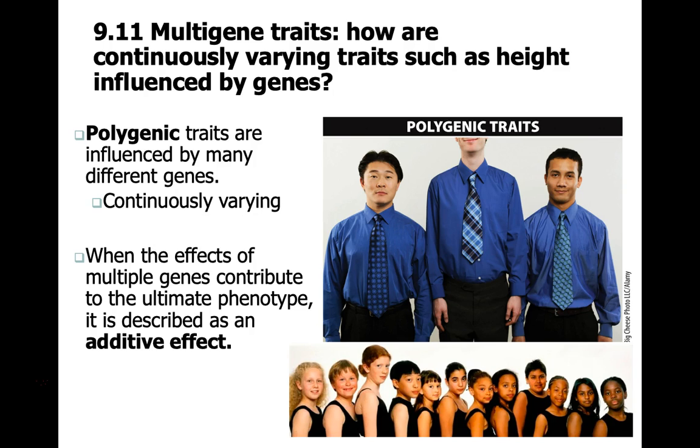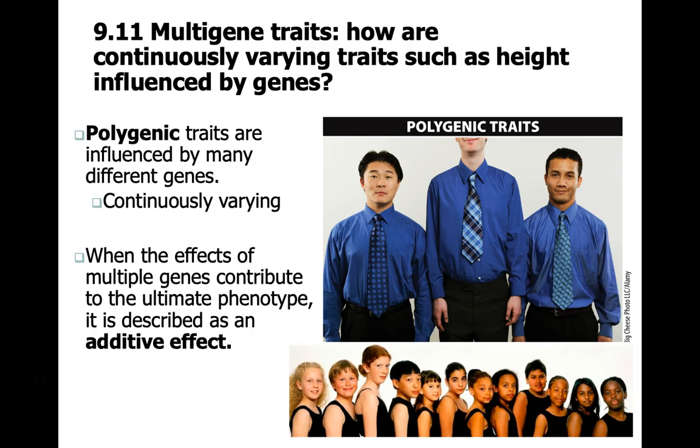Polygenic inheritance results from polygenic traits, which are those phenotypes that are influenced by the input from many different genes. Now, this is often 3, 4, 5, even 80, 100 genes that are all working together for a particular trait. The characteristic of these polygenic traits is continuous variation.